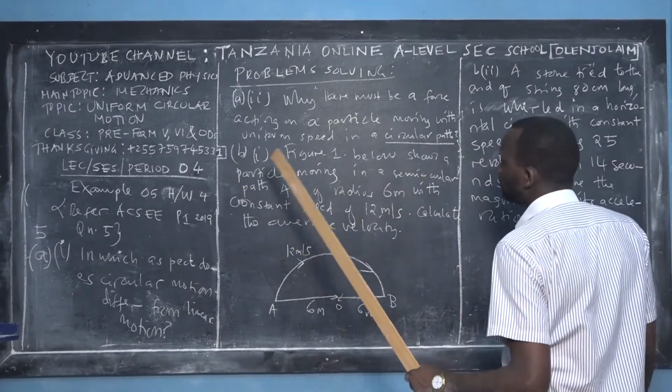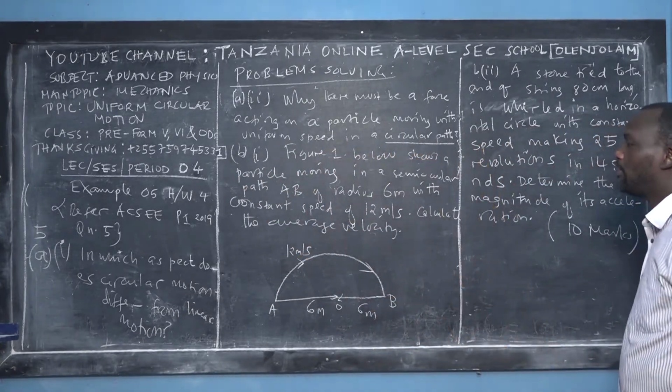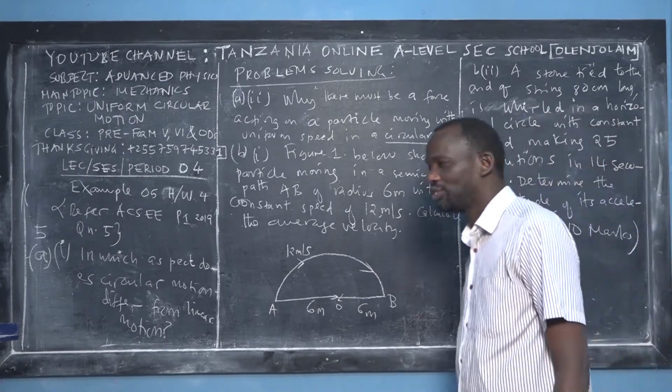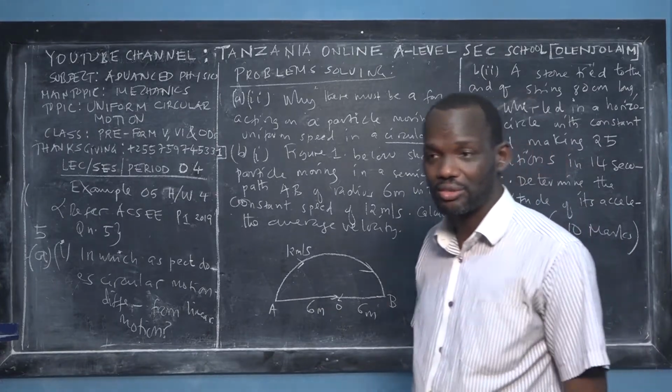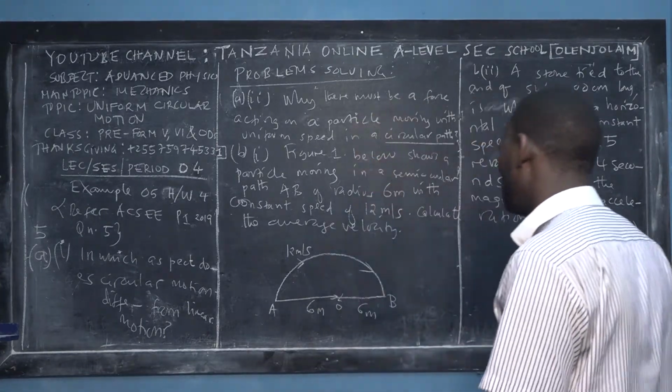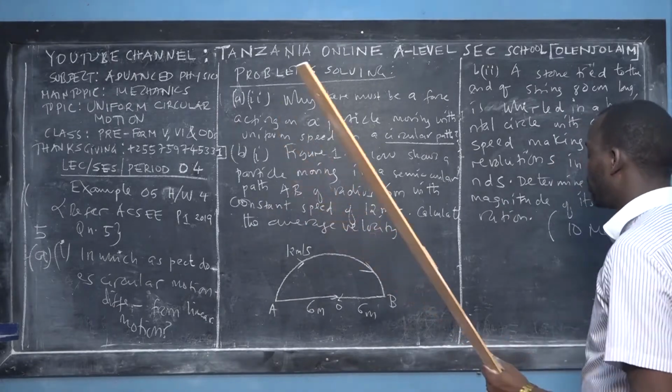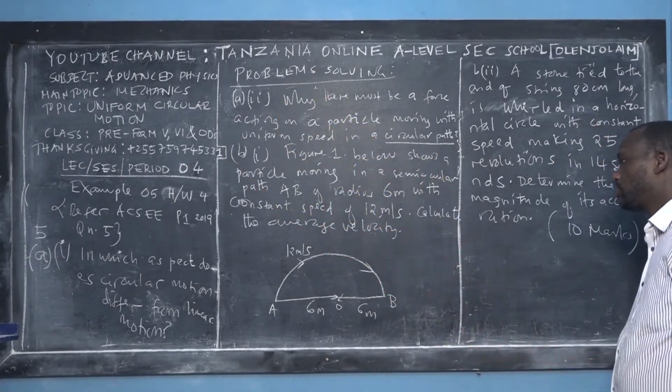And then question 5a, Roman 2, asks why there must be a force acting on a particle moving with uniform speed in a circular path. Why do you need a force? I told you the reasons in lecture 2 and 3, mainly lecture 3. So you can go through those lectures before you answer these questions.